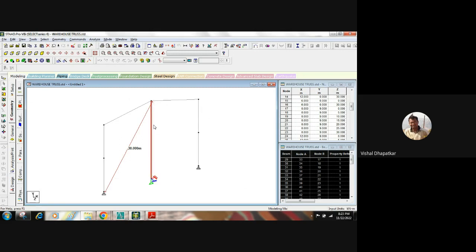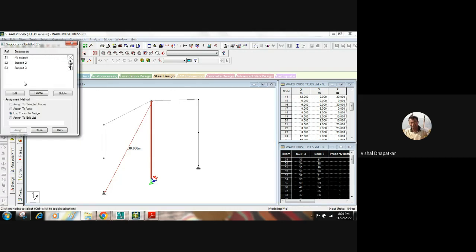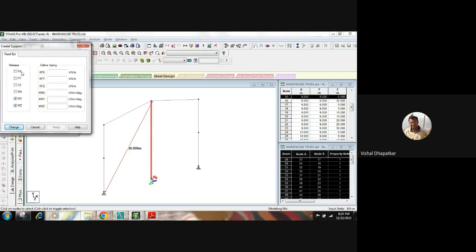In order to fix the member, we need to assign fixity at the bottom, right? So that's why we have considered the fixed butt type connection. Fixed butt means our support is fixed, but we want to release My and Mz, while Mx should be fixed. That is called a fixed butt connection, correct? So that's why we have released My and Mz, and we have kept Mx as fixed.